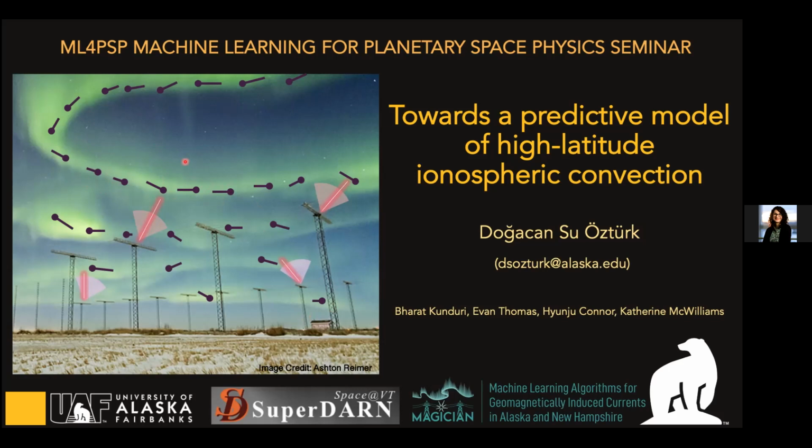So when we talk about plasma convection, we talk about the vectors that I drew on top of this image. And these radars you see here are operating with high frequency signals to detect these plasmas overhead. So this is the high latitude ionospheric convection pattern we are interested in.